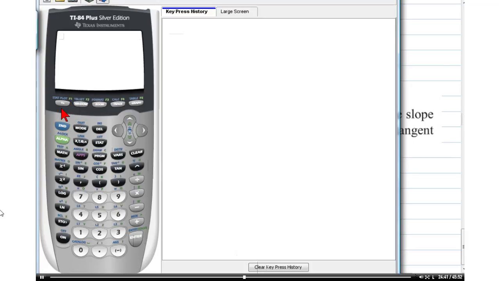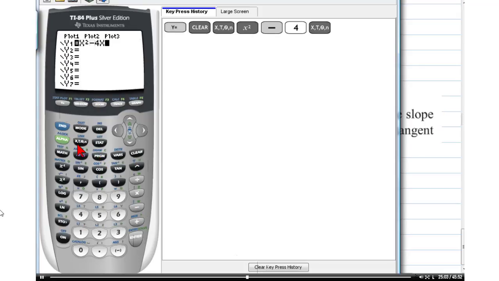So we have y equals. Now the first thing we want to do is type in our function. Our function here was y equals x squared minus 4x. Okay, and this is the graph. And we want to know what's going on close to 1.